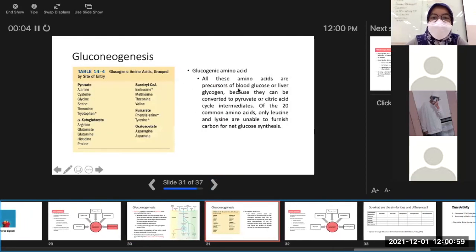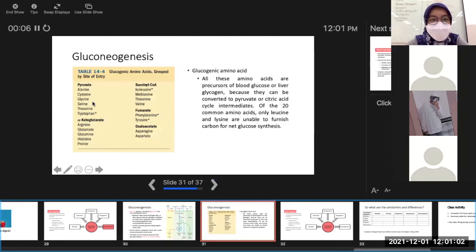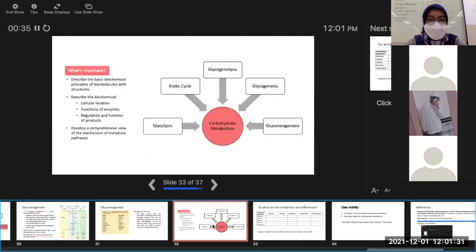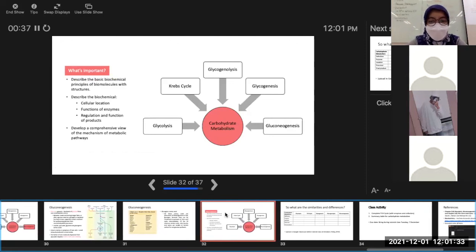So these are examples of glucogenic amino acids. For example, what can form pyruvate is the amino acid alanine, cysteine, glycine, and so on. What can form succinyl-CoA? Methionine, for example. So these bold wordings are all the intermediates in the TCA cycle, and below them are the amino acids that can form them. All right, so that's carbohydrate metabolism.